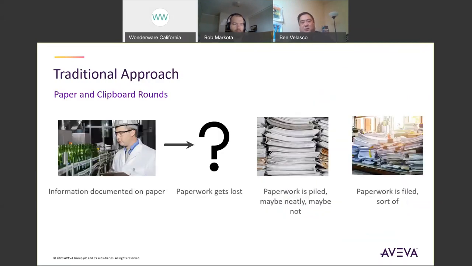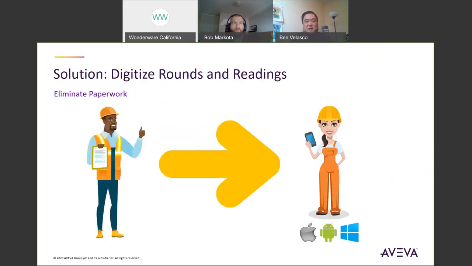Let's talk about the traditional approach to rounds today. Many of you on this webinar might currently be doing something like this. Typically you're documenting information on paper, and in a perfect world, that information gets entered right away and filed neatly in a cabinet or in a binder somewhere. But as many of us know, that often is not the case. Sometimes the paper gets misplaced. Sometimes it piles up and some of the data gets entered, sometimes it doesn't. So the solution really becomes to digitize these rounds and readings.